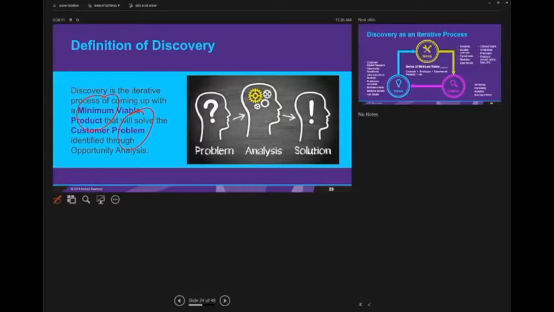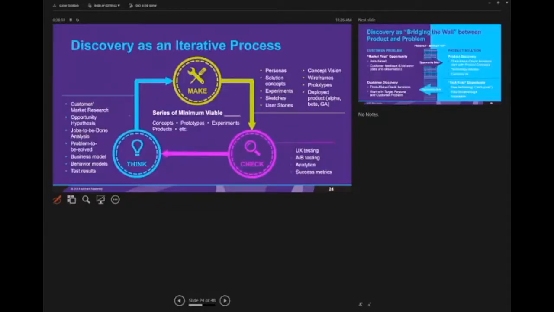And this is shown in the next slide, that the process of iterative learning is the idea that we go through very rapid cycles of making a prototype of some form, testing or checking how it works, and then thinking about what comes next. So we start with the think, then we make, and then we do, and then we iterate. So that is the learning cycle.